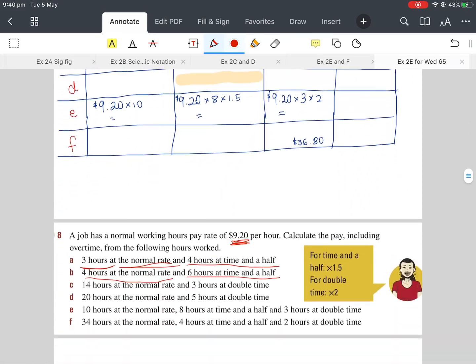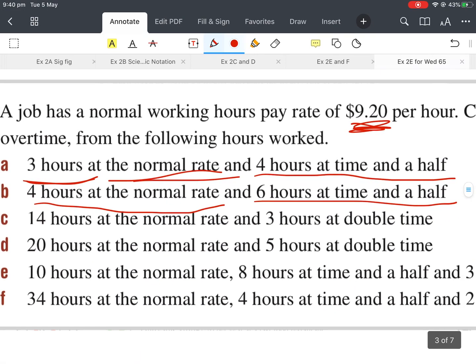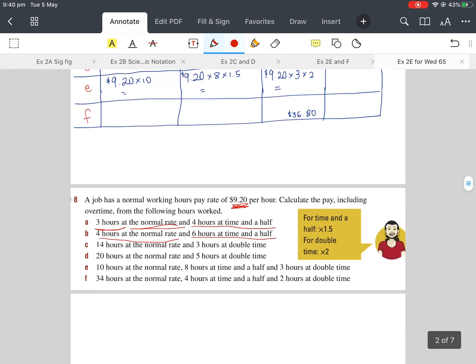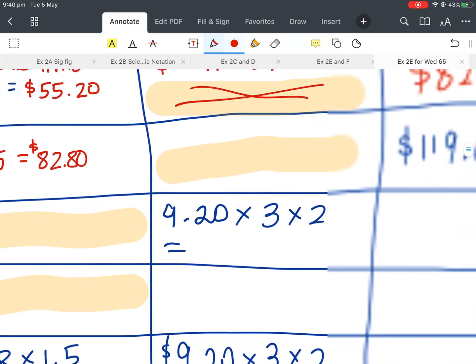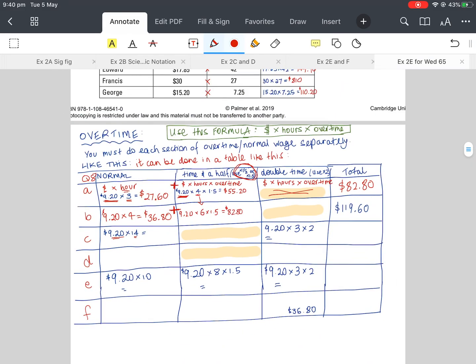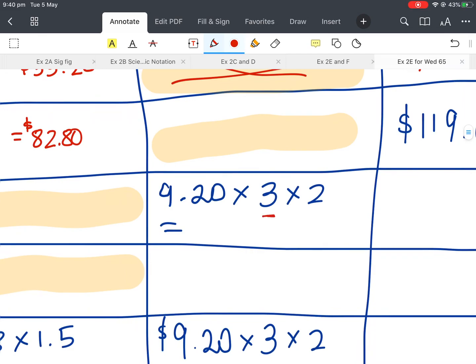Yay! Well done. All right, let's have a go at C together. It says 14 hours at the normal rate, 3 hours at double time. So you'll notice there I've written 14 hours and $9.20. And over here, 3 hours at the normal rate, double time.